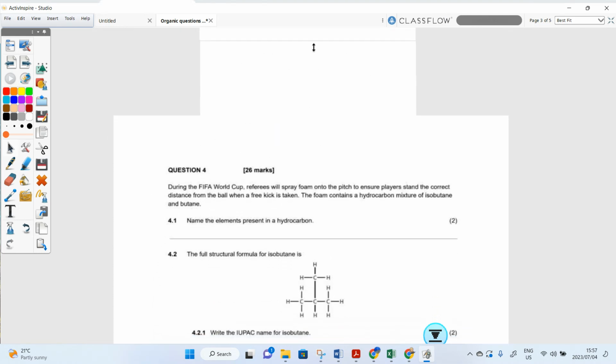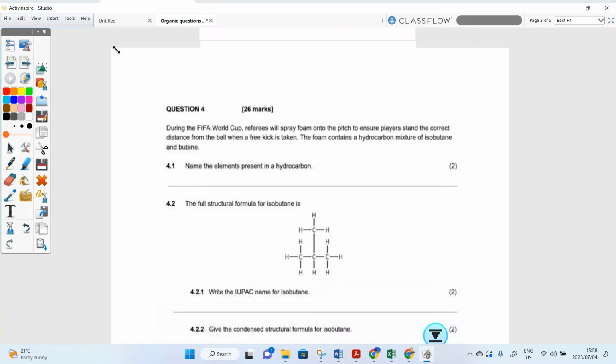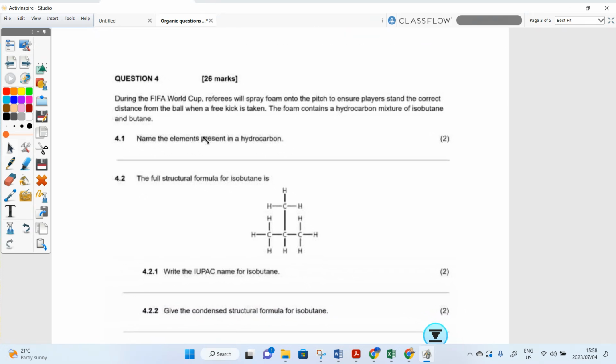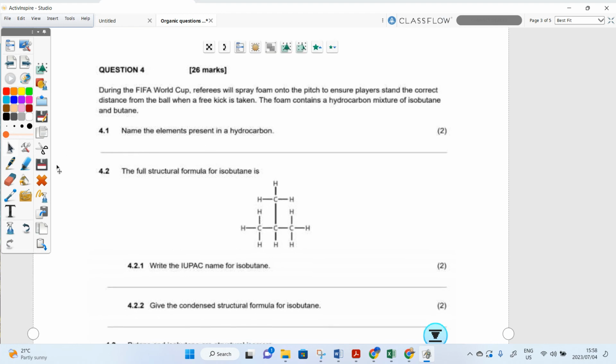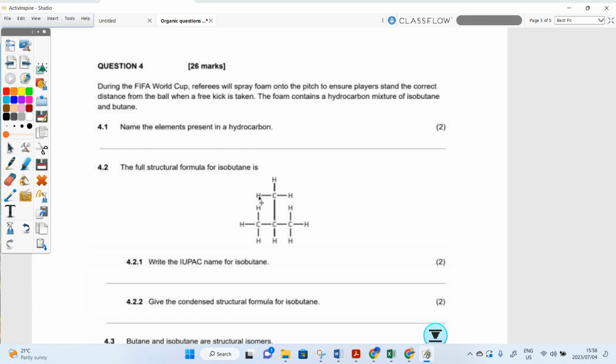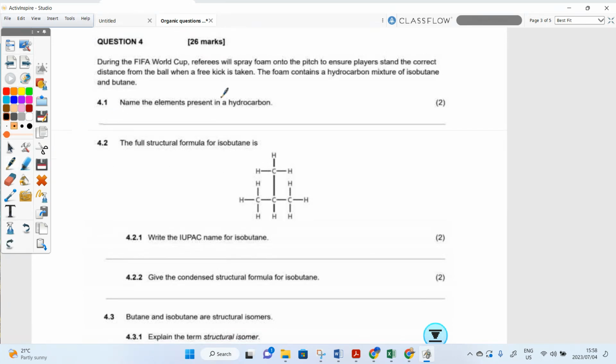Then they're going to make up all kinds of organic stories for you. You are not going to get confused by them because you're going to trust your training and know you can count in organic. You know that you're going to number the longest chain first and you know your definitions. That's literally all you need to make sure that you can do. So, name the elements present in our hydrocarbon. Actually, it would be great if you put the word "only" in there. Only hydrogen and carbon, because that is actually part of the definition.